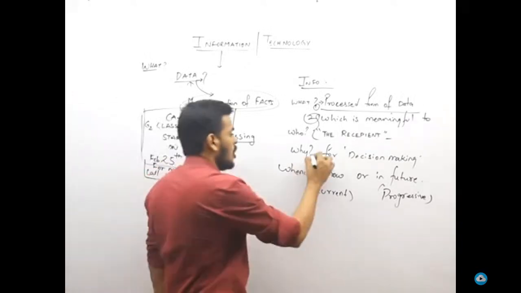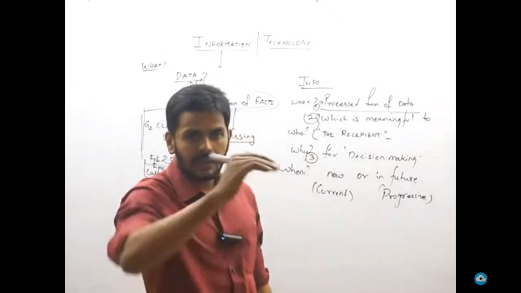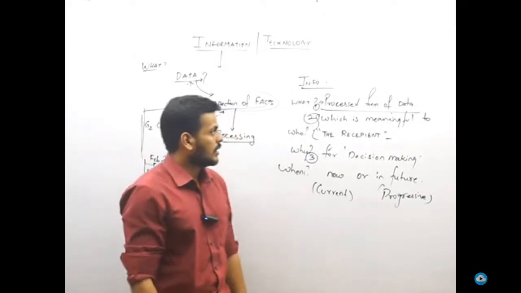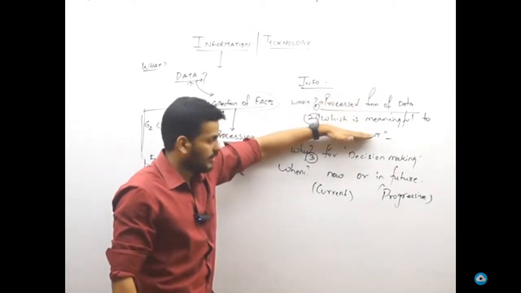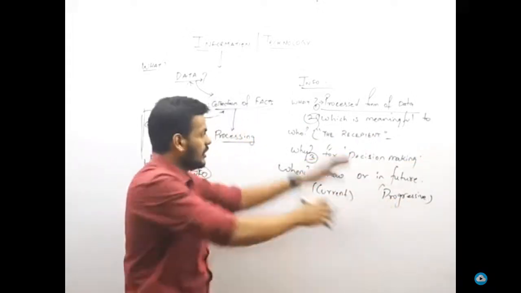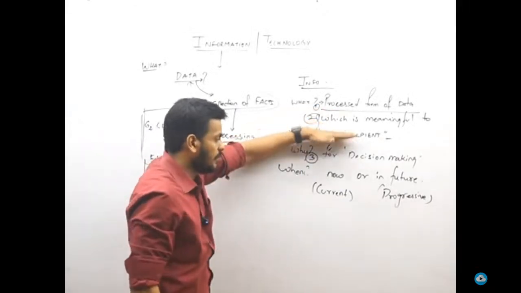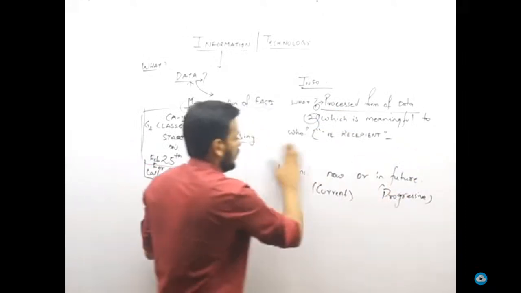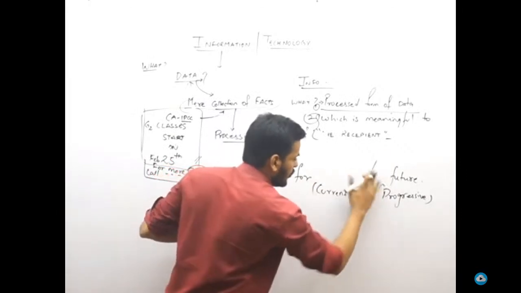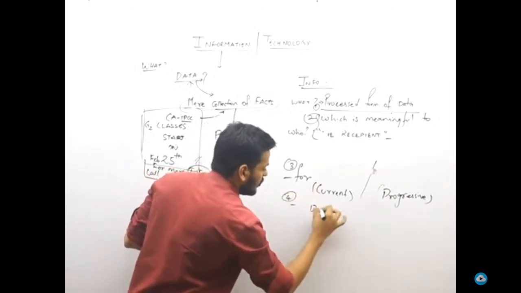In the third line, write for current or progressive, and in the fourth, write the words decision making. Processed form of data which is meaningful to the recipient for current or progressive decision making. I'm just reordering that to make a very meaningful statement. Processed form of data which is meaningful to the recipient, I just moved this, for current or progressive decision making. That is third. And point number four, why? Decision making.